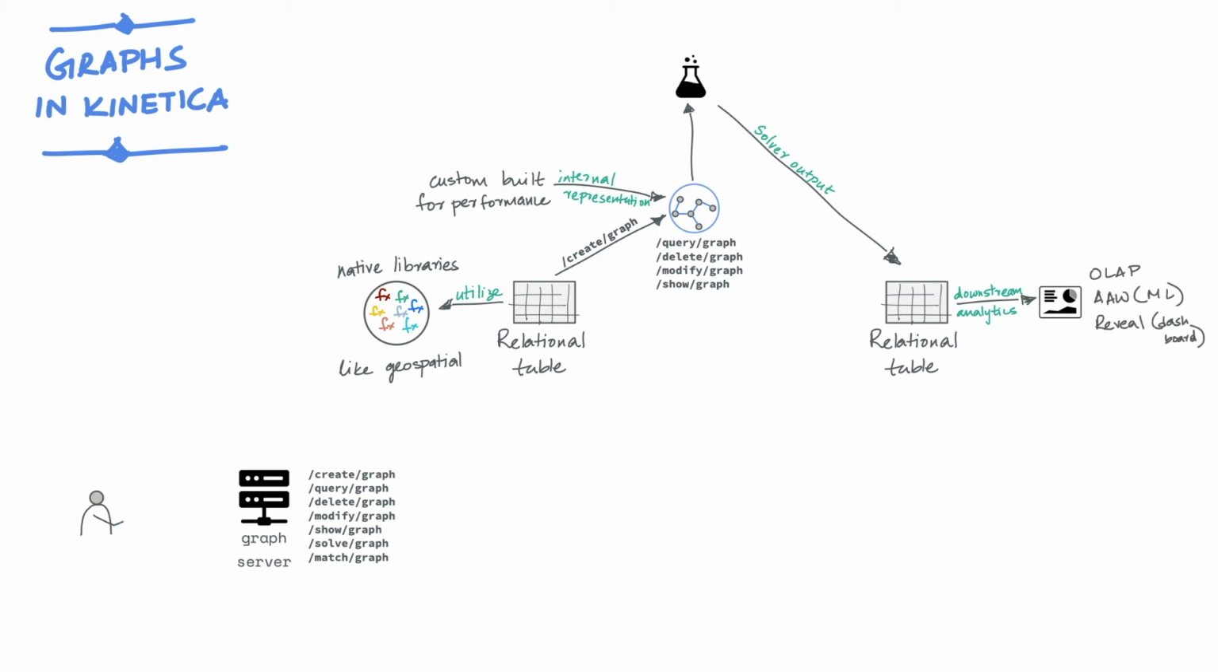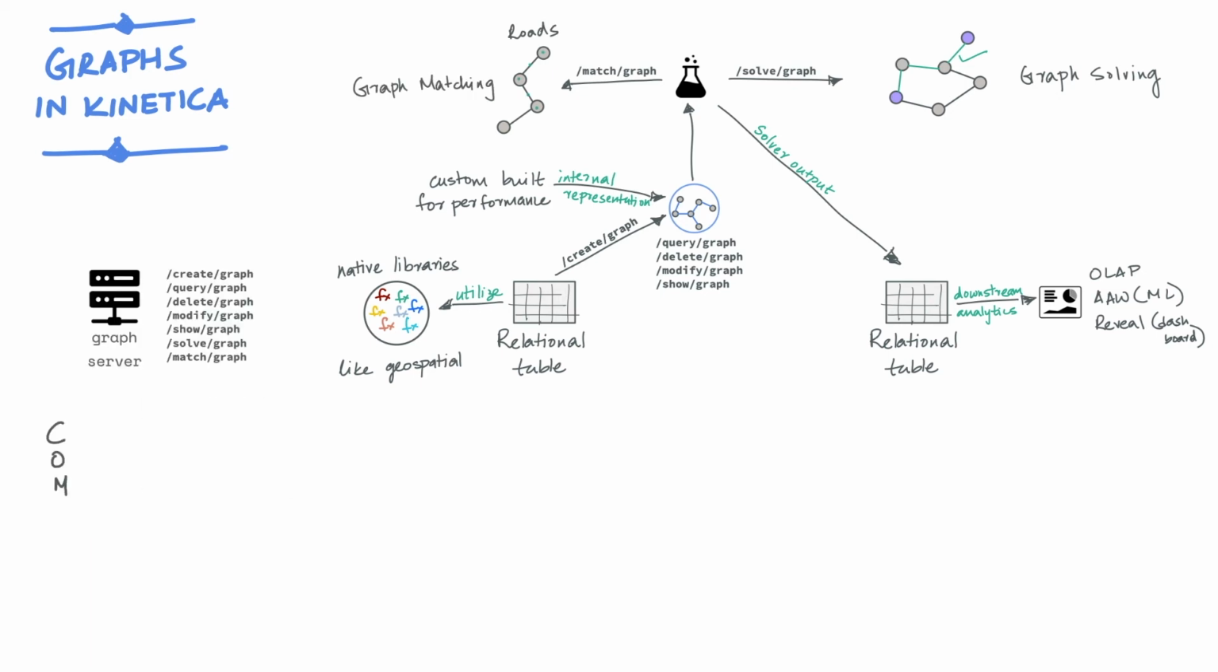Solvers come in 2 flavors in Kinetica. The first type is accessed via the solve graph endpoint and is used to solve an existing graph for types of problems such as finding the shortest path between 2 nodes. The second is accessed via the match graph endpoint and is used to solve graph matching problems such as mapping a directed route implied by a set of points to an underlying road network.